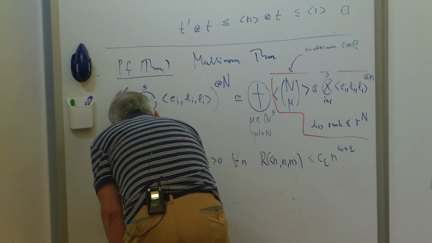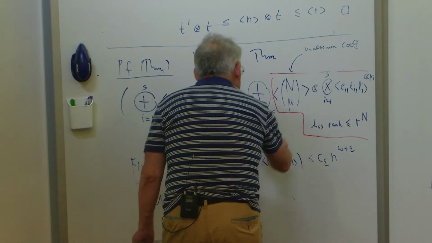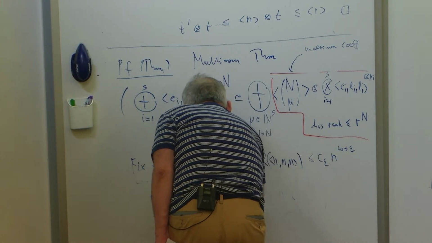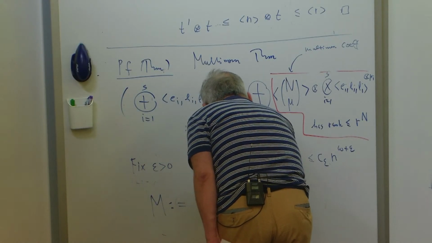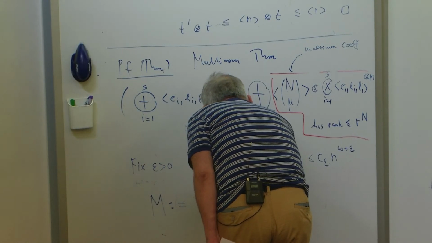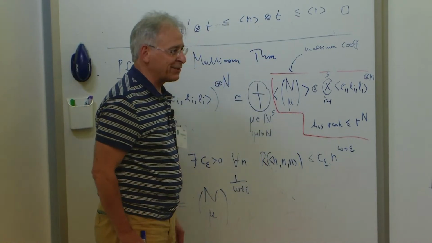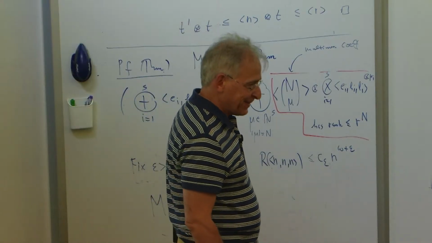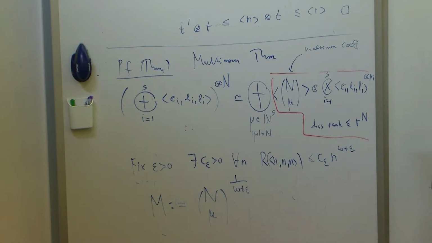So now what do I do? Let's define the natural number m. I have fixed some mu. I take the multinomial coefficient, and now I raise it to the power 1 over omega plus epsilon. Of course, I should do some rounding so it should be a natural number, but let's not mess it up, okay? Think of it as an integer.